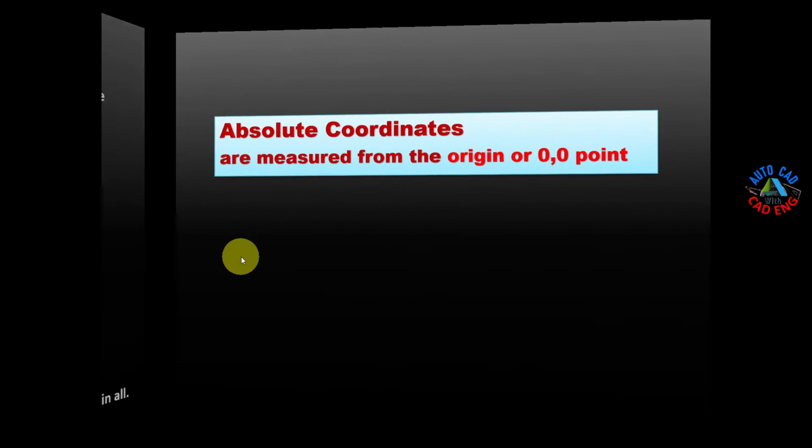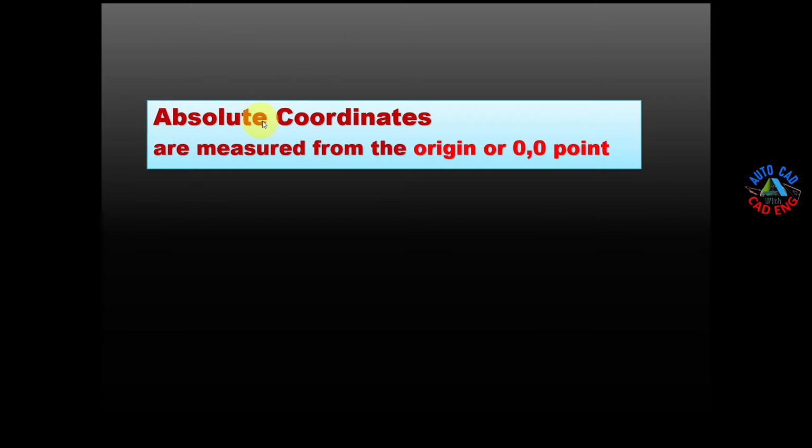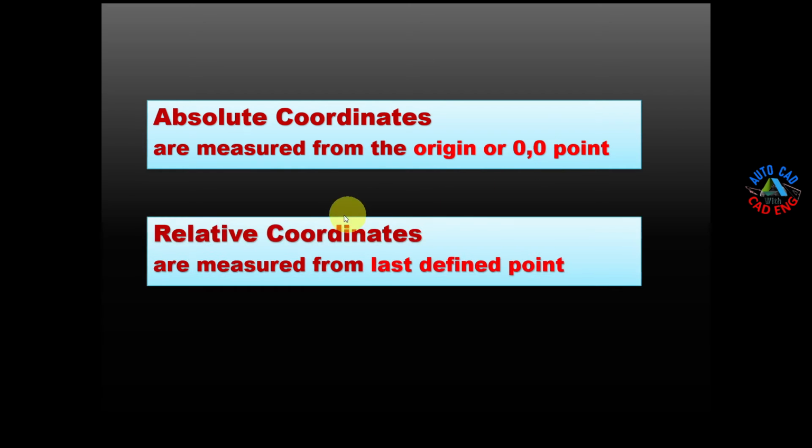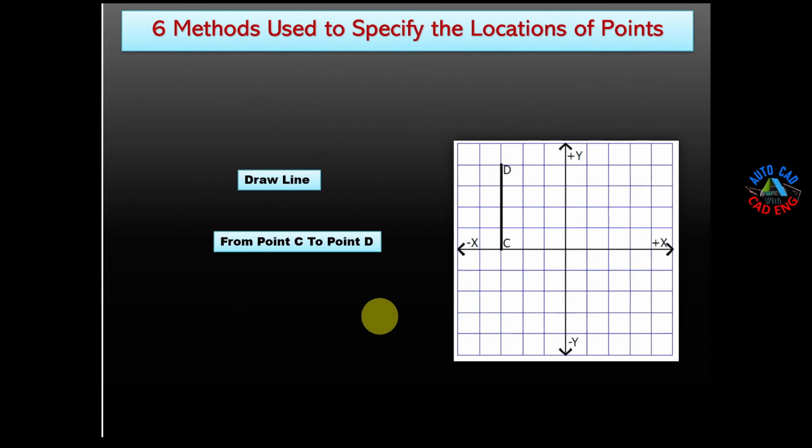Please remember, there are two kinds of coordinates. Absolute coordinates are measured from the origin or 0, 0 point. And the other coordinates are relative coordinates. They are measured from the last defined point. Now let's make it more clear with an example.